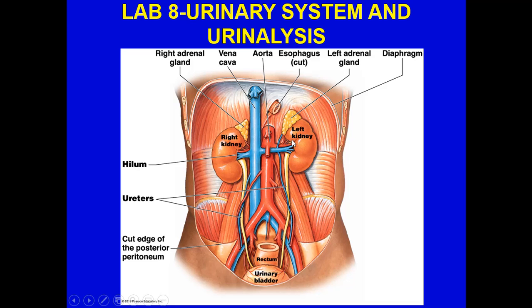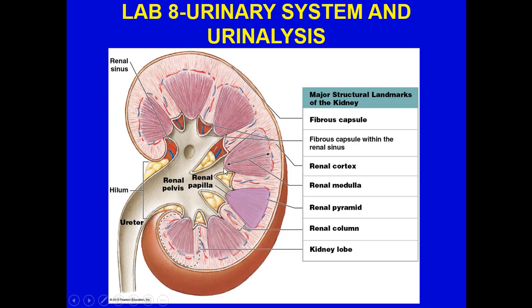Note that out of this hilum, you will have, of course, the ureters. They will eventually come and meet in the urinary bladder. Okay? You notice also in this structure, and I would encourage you to review this diagram, you have, of course, the ureter, the renal pelvis, the renal papillae. You go through all of the structures.